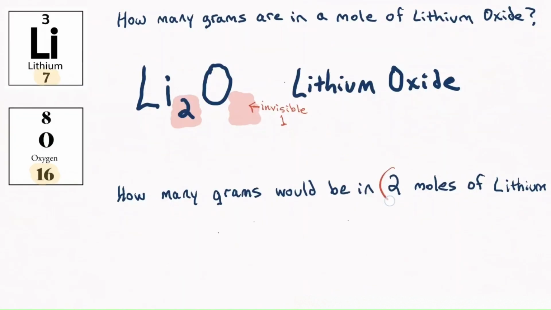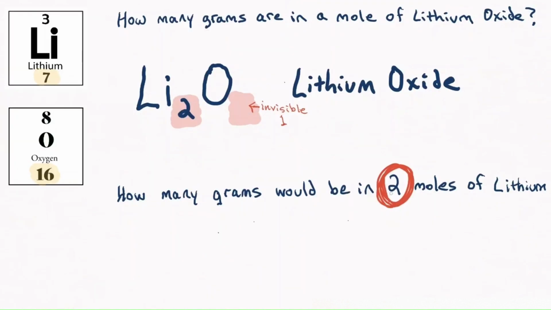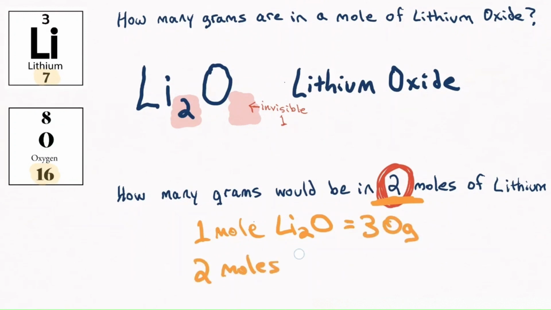How many grams would be in 2 moles of lithium oxide? Well, what did we say back here? We have 30 grams in 1 mole of lithium oxide, of Li2O. That's 30 grams. So how many grams would be in 2 moles of lithium oxide? Well, if 1 mole of lithium oxide is 30 grams, then 2 moles of lithium oxide is going to be 60 grams, right? Because 30 times 2 is 60.